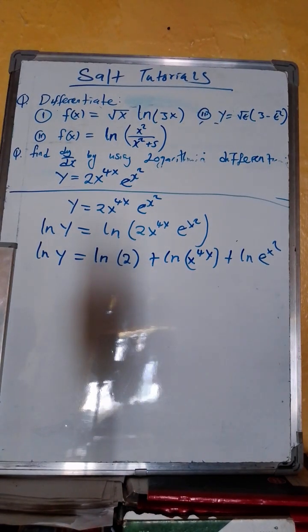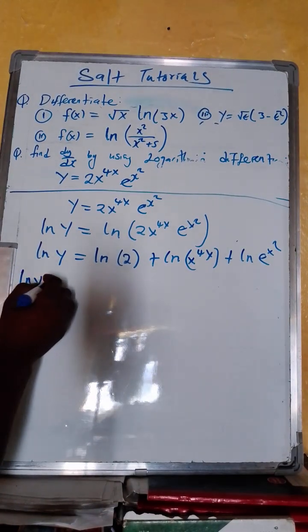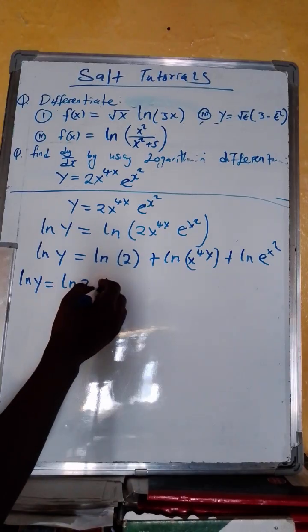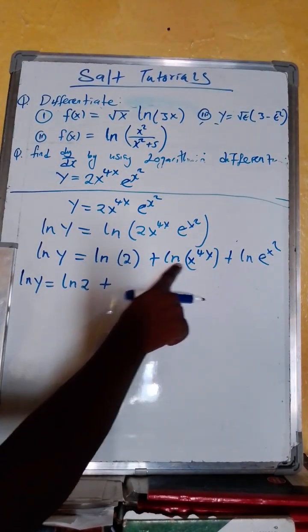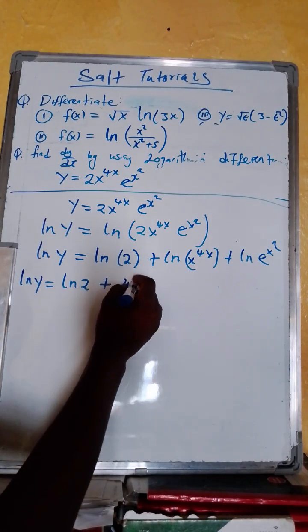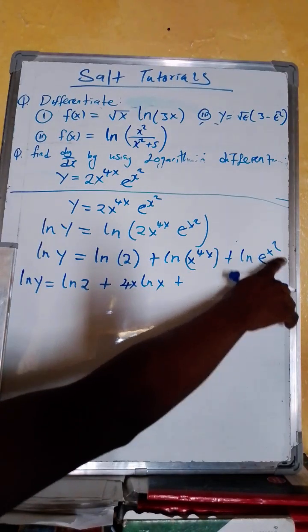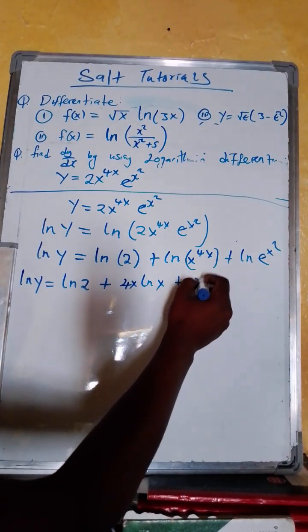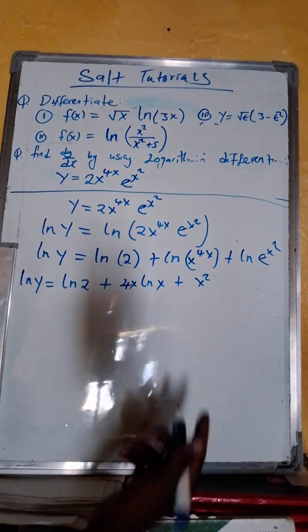We can use some power rules. So this will be natural log of y equals the natural log of 2 plus the 4x is a power, it can drop down, becomes 4x natural log of x, plus x squared is a power, it can come down, becomes x squared natural log of e. What is that? 1.